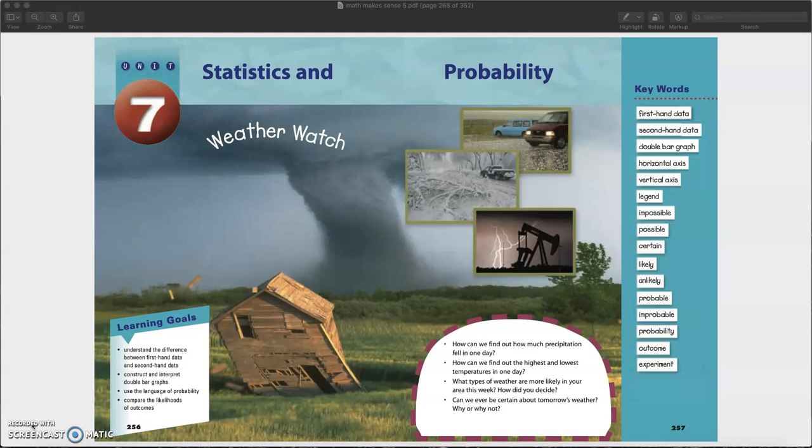Some key words: first-hand data, second-hand data. We're going to do that right now. Double bar graph, horizontal axis, vertical axis, easy, legend, impossible, possible, certain, likely, unlikely, probable, improbable, probability, outcome, and experiment. Sounds like a lot, but it's super straightforward, so it shouldn't take us too long.